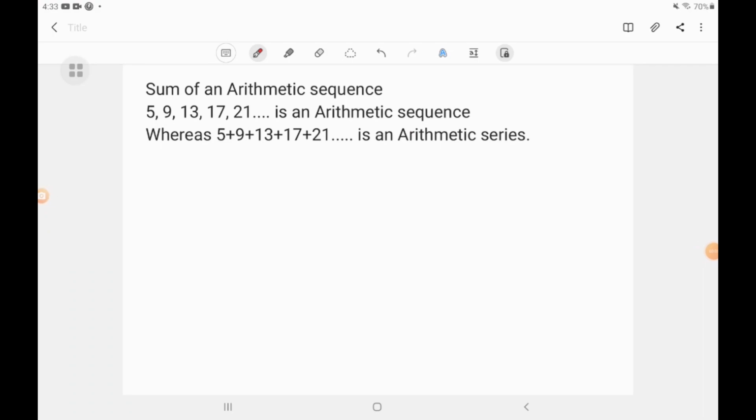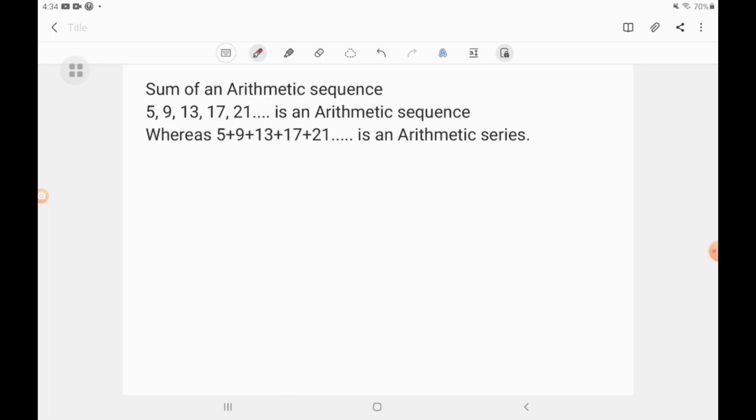Hi everyone. So today's lesson we're focusing on how do we find the sum of an arithmetic sequence. When the terms of an arithmetic sequence are added together, an arithmetic series is formed. If you look at the example I've given here, 5, 9, 13, 17, 21 represent an arithmetic sequence, whereas when you add them, 5 plus 9 plus 13 plus 17 plus 21, that represents an arithmetic series.